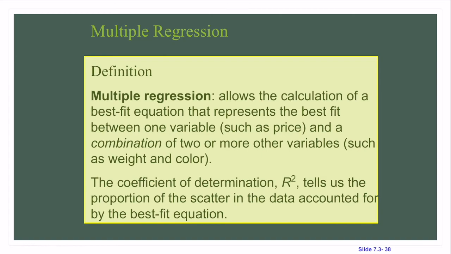Next, I'm going to mention multiple regression. We aren't really going to focus on this at all, but a multiple regression allows us to calculate the best fit equation line that represents the best fit between one variable and a combination of other variables, such as price by weight by color. Certain colors of products cost more than others, which is silly, but I get it. The coefficient of determination, R squared, tells us what proportion of the scatter in the data would be accounted for by the best fit line. So I wanted to mention this. If you want to take another statistics course, let me know and we could talk about multiple regression.